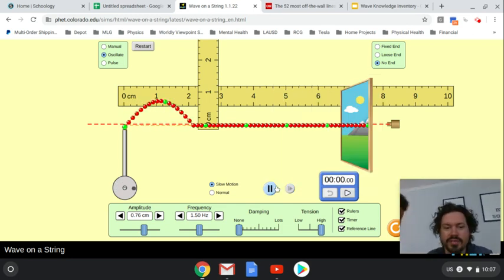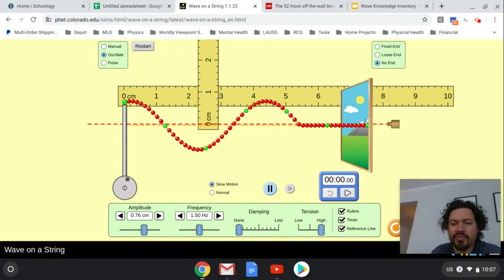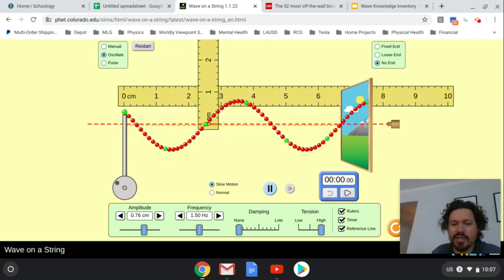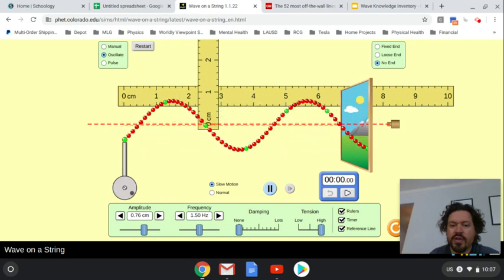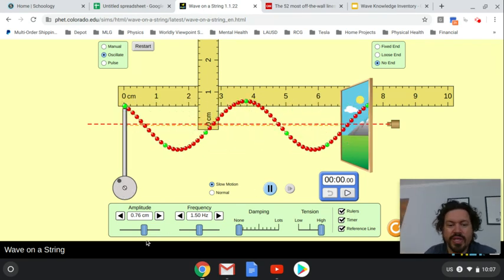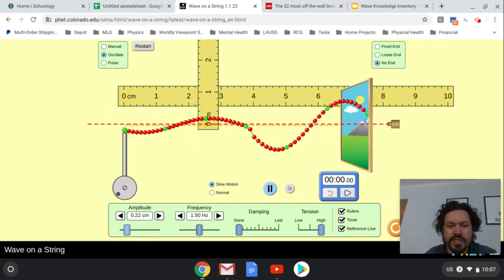There you go. Good. Okay, and we can see our wave being created. And since it's oscillating, it'll just continue doing this forever. So I want you to play around with amplitude and see what happens. Lower the amplitude. See what you get now.